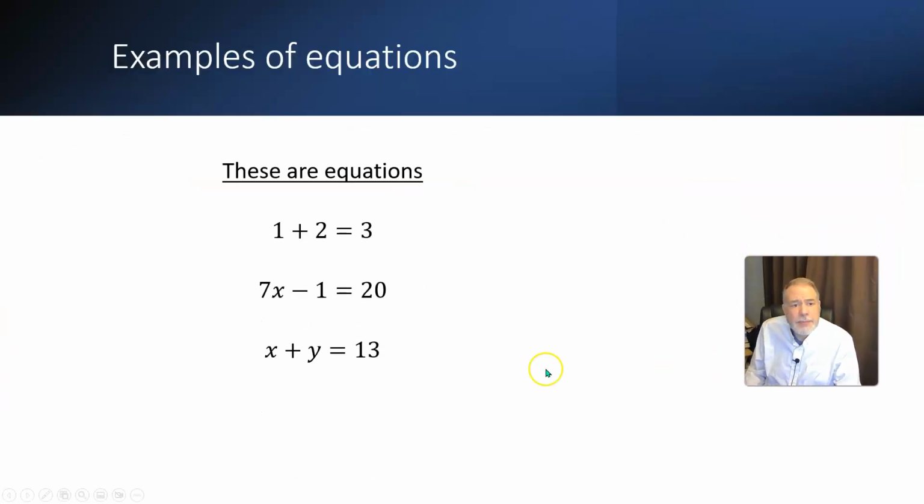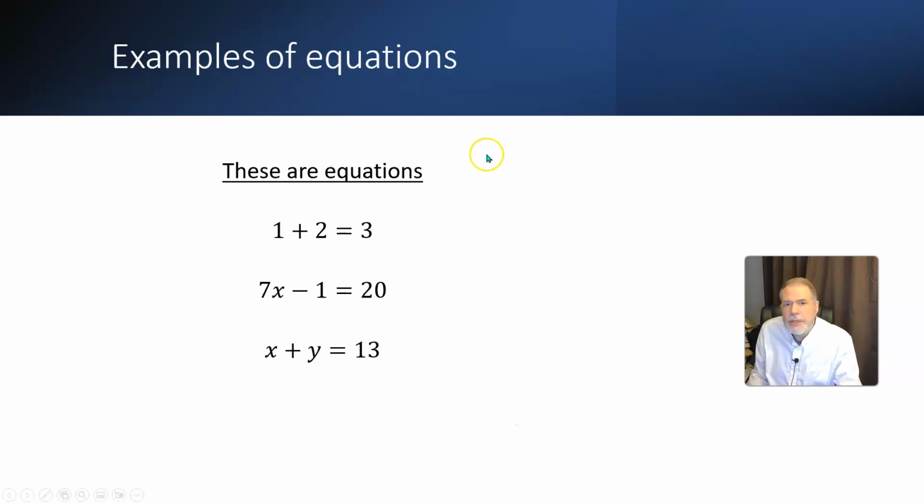So here are some examples of things that are equations. 1 plus 2 equals 3. 7x minus 1 equals 20. x plus y equals 13. They all say that one thing is equal to another thing.